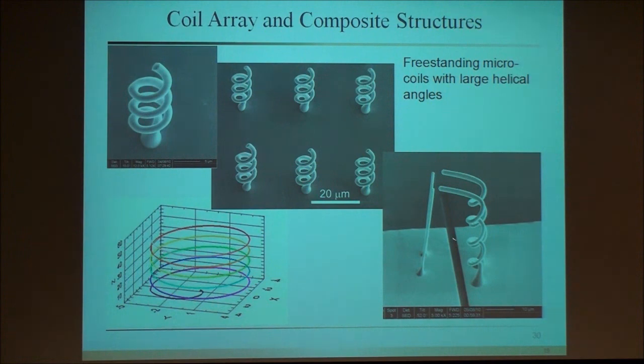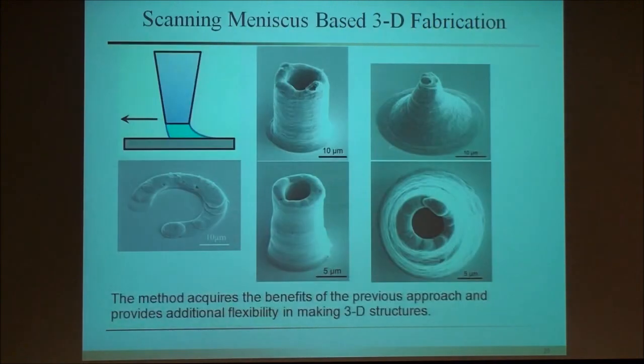And you can also make composite structures, such as vertical structures or coil structures. Further on, you can introduce a scanning meniscus-based fabrication, and now you can make tubes down to extremely small size. Those are metal tubes made without any kind of lithography, and you can make 3D structures of tubes on the spot. And you can shape those structures in this kind of direct-write fashion.